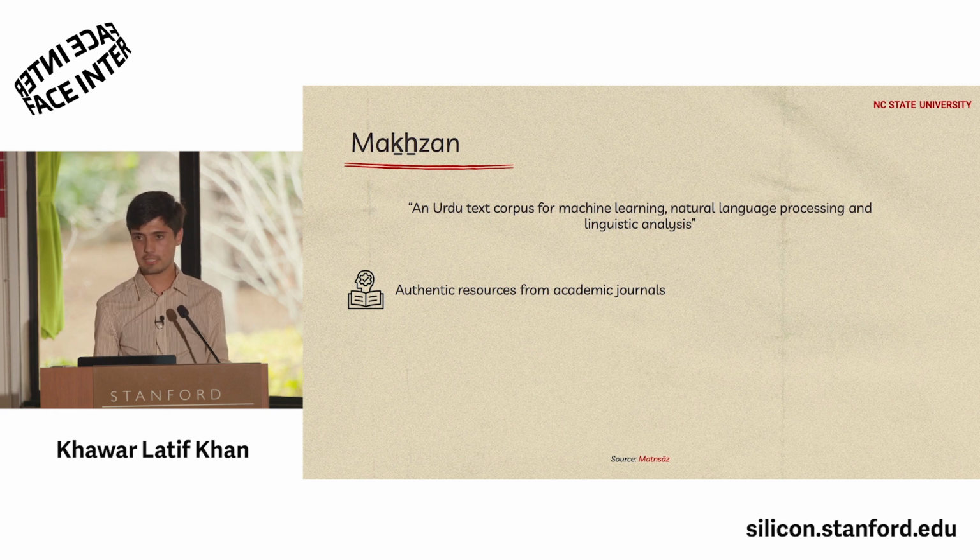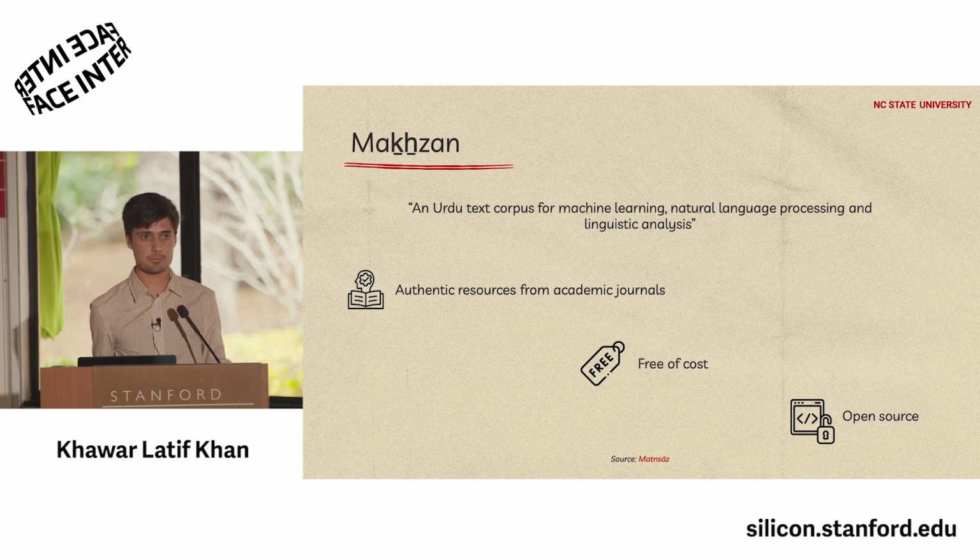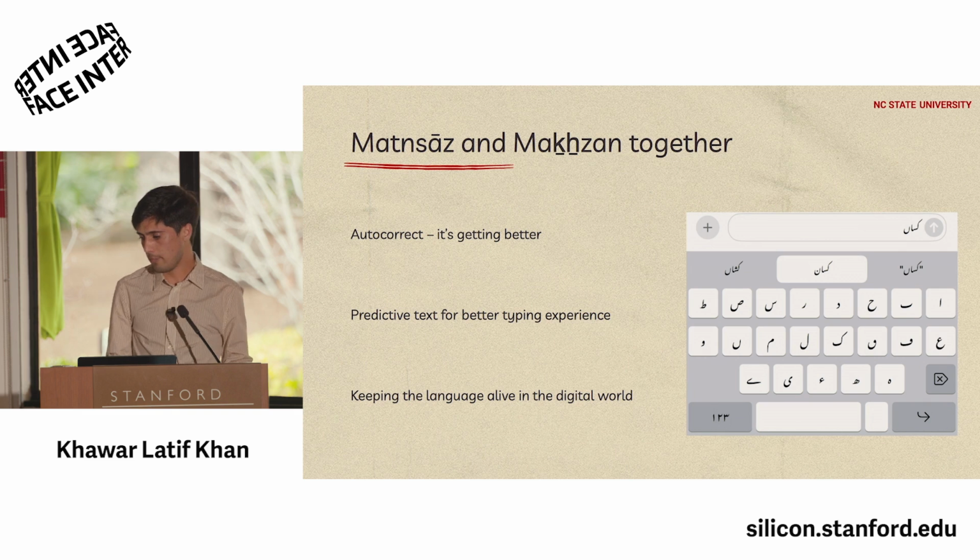So Makhzan uses Urdu texts from very authentic resources, academic journals. There are 2 or 3 academic journals that are being used to feed Makhzan at this point, but it can definitely grow and become better. It is also free of cost and open source. All the data is available on GitHub. So if someone wants to use it and build another software on top of it, that's also a pretty interesting tool, I guess. So Matnsaz and Makhzan can work together in a lot of ways, and they are working together.